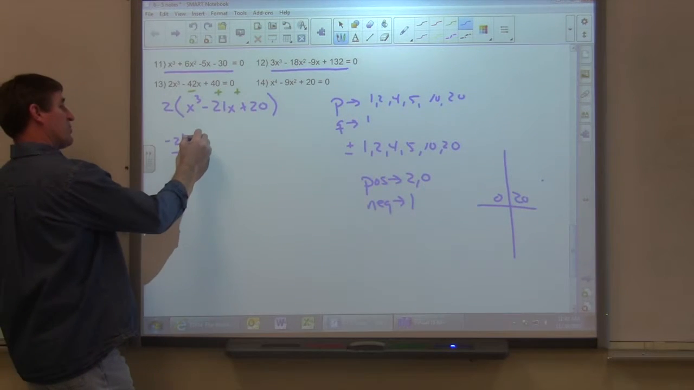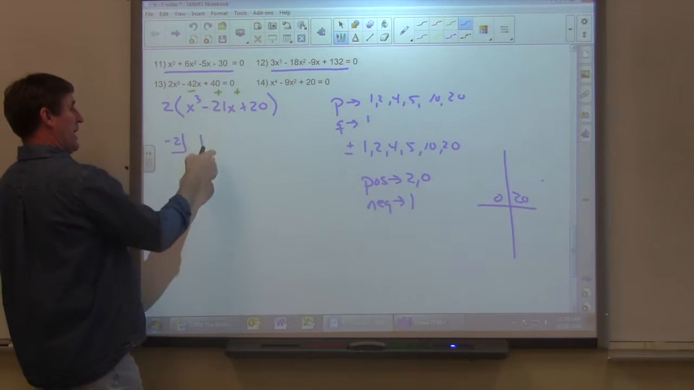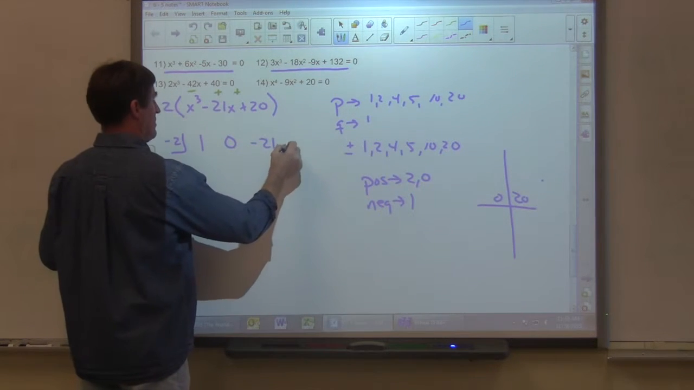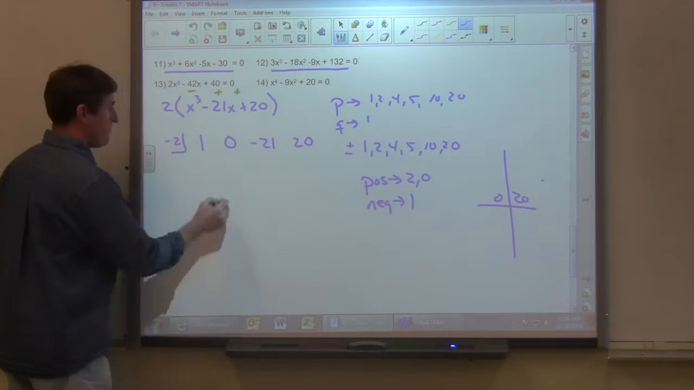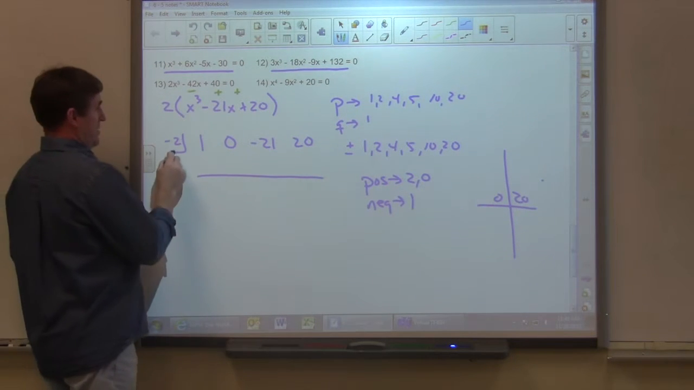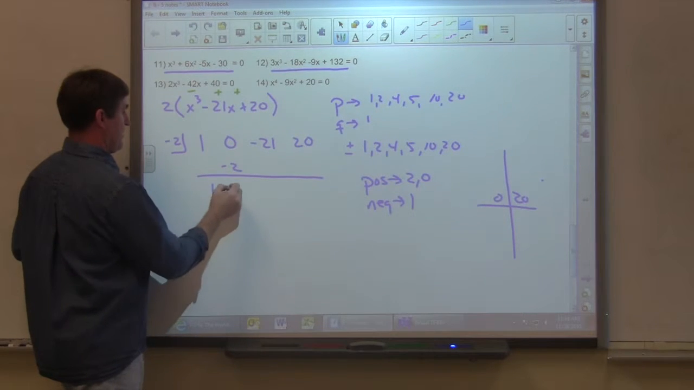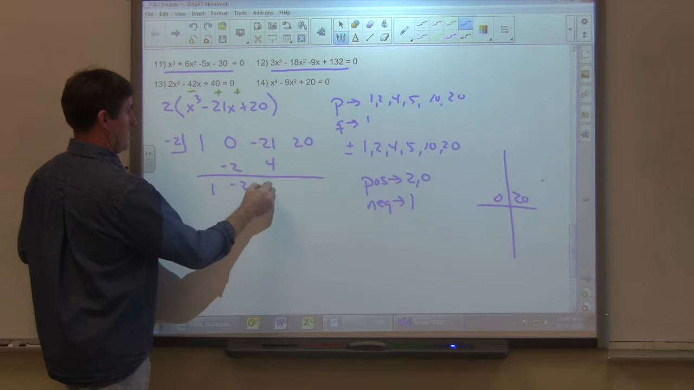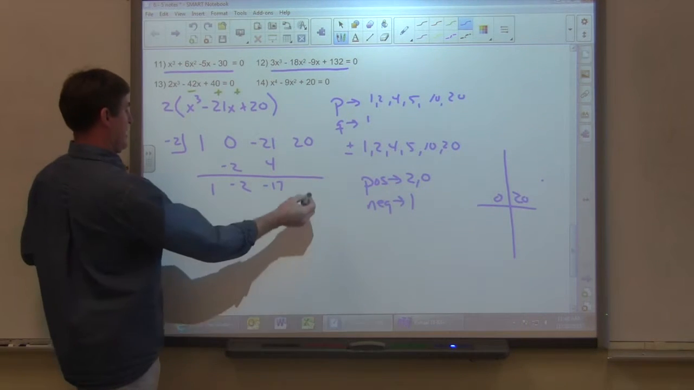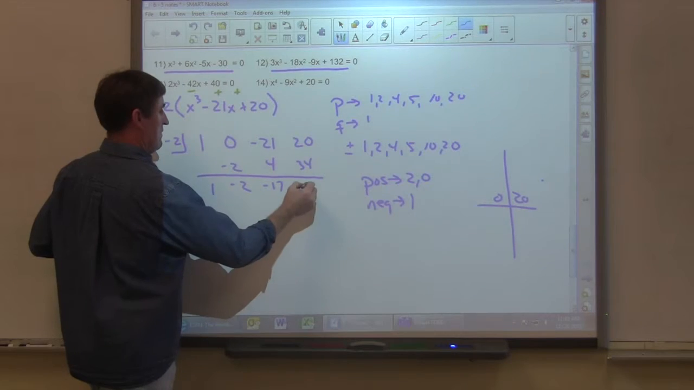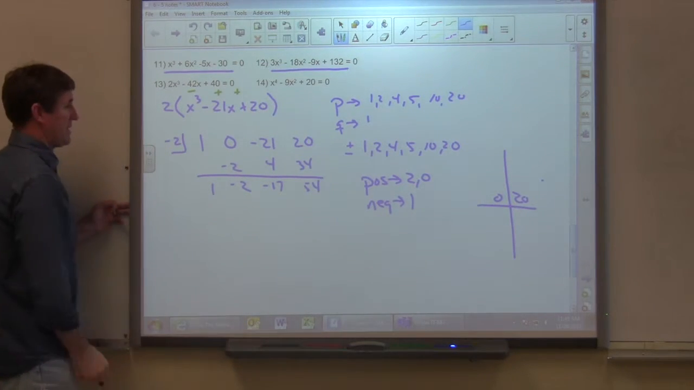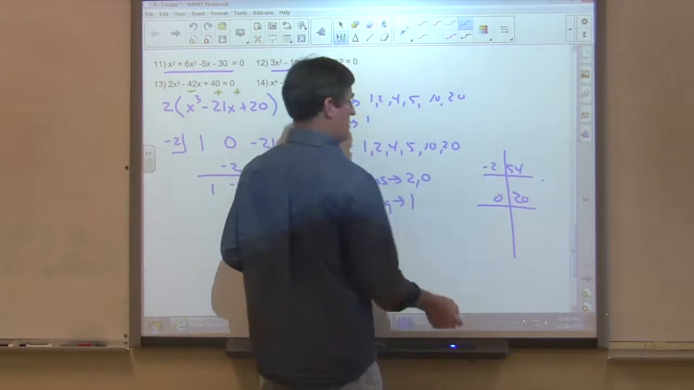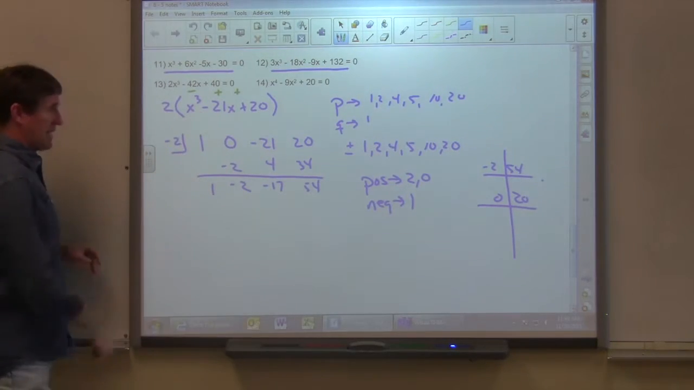Now remember, here's where you have to be careful. It skips from x cubed to x, so we skipped x squared, so I put a 0 in. Negative 21, 20. So we get 1, negative 2, negative 2. We get 4, negative 17, 34. We're at 54. So it's either crossed twice at negative 2, or it hasn't come back down yet.